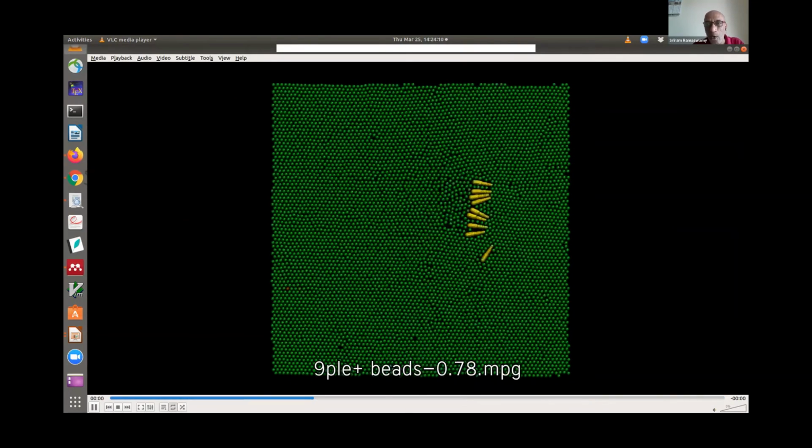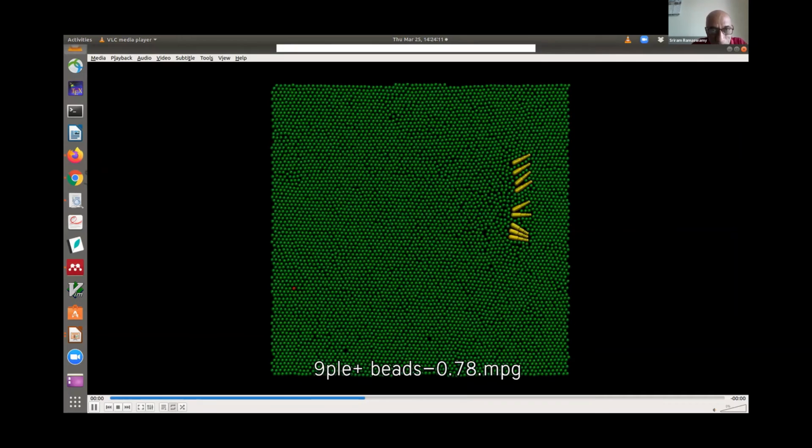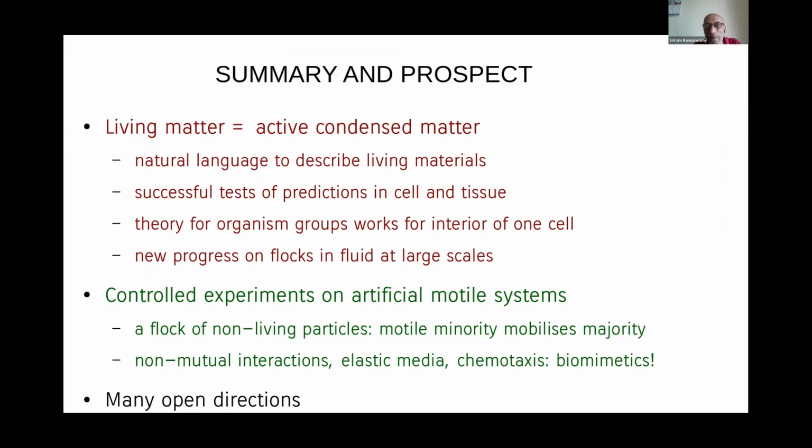I can tell you a lot more, but I think it's best to close here. So I hope I've convinced you that living matter is usefully viewed as active condensed matter. It's a natural language for a condensed matter physicist to describe living materials. Equations written down in total innocence of the actual experiments and on pure thought grounds turn out to lead to successful predictions in cell and tissue and organism groups.